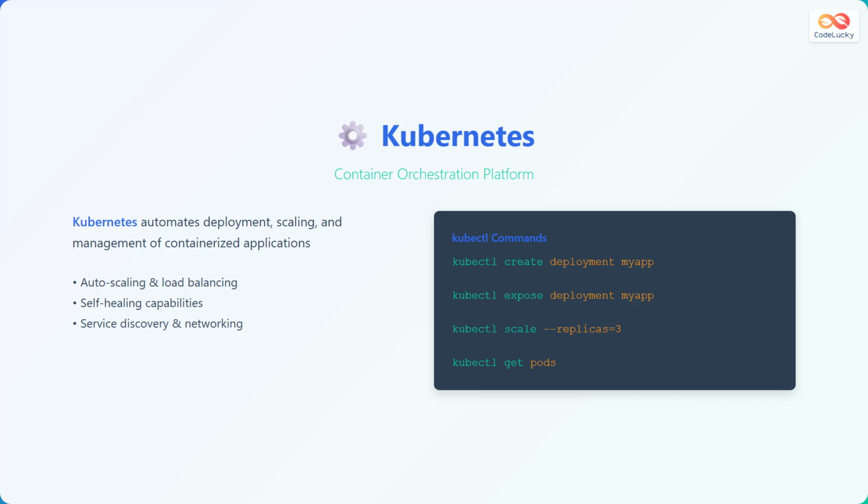Some basic kubectl commands include kubectl create deployment, which creates a deployment, kubectl expose deployment, which exposes the deployment as a service, kubectl scale, which scales the number of replicas, and kubectl get pods, which lists the pods in the cluster.